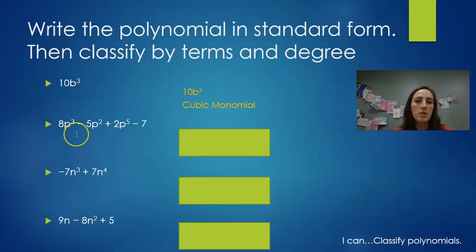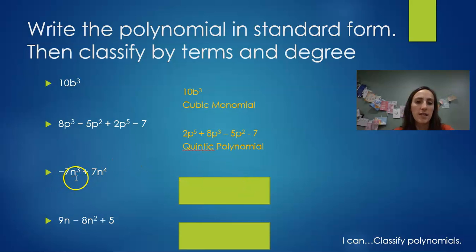The second example, we would take our highest degree, which would be the exponent of 5 first, so it would be 2p to the 5th, then plus 8p cubed, then minus 5p squared, and our constant minus 7 on the end. This has 1, 2, 3, 4 terms, so it is a polynomial, and its highest degree is 5, so we would call this a quintic polynomial.